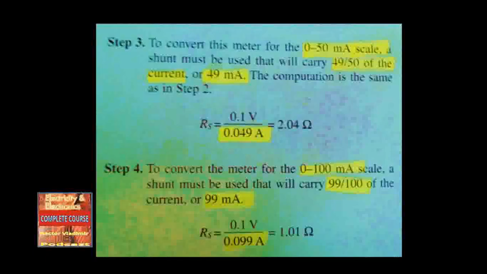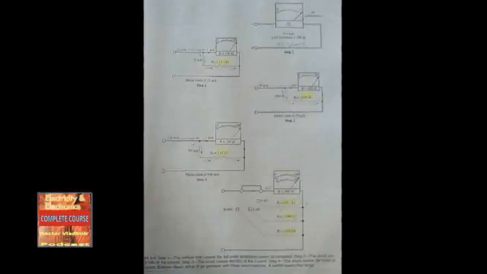Convert the meter for the 0 to 100 milliamp scale. A shunt must be used that will carry 99/100 of the current, or 99 milliamps. Shunt resistance equals voltage divided by current, 0.1 volts divided by 0.099 amps, which equals 1.01 ohms. A shunt with an ohmic value of 1.01 is required for the meter to safely use a 0 to 100 milliamp range. Looking at figure 2-6, notice the switching device used to change the ranges of the meter at the bottom of the figure. The correct scale on the range dial must be used to correspond to the selected range.